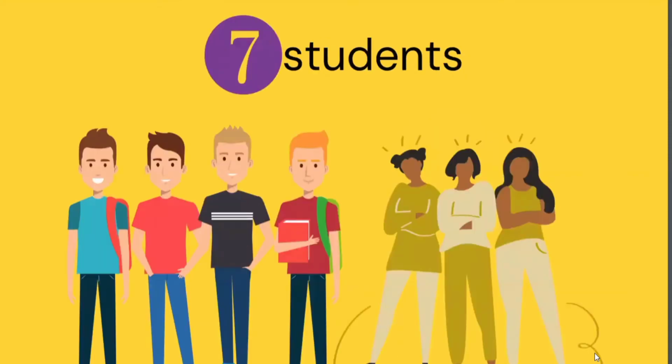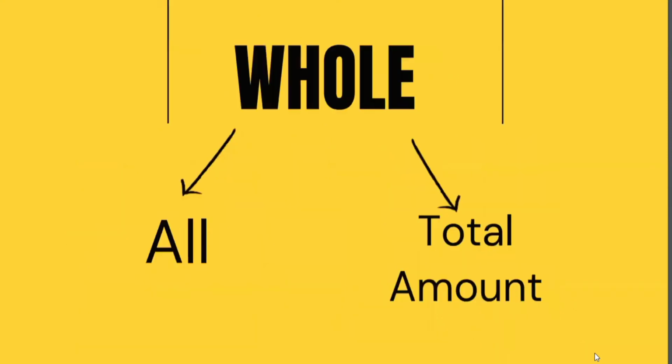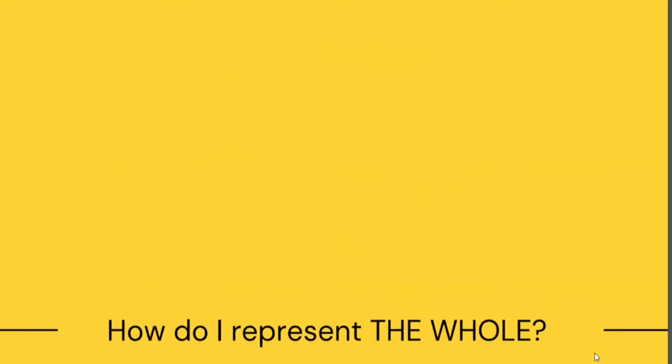In this example, we have a class of 7 students. There are 7 students in the entire class. So 7 would represent the whole because it's the total number of students in the class. So the whole refers to the total amount or the total number of something.